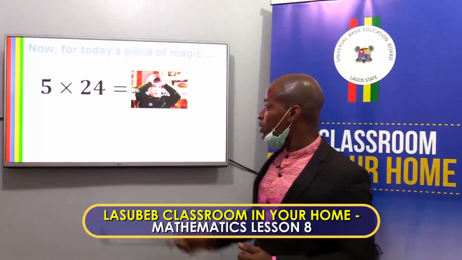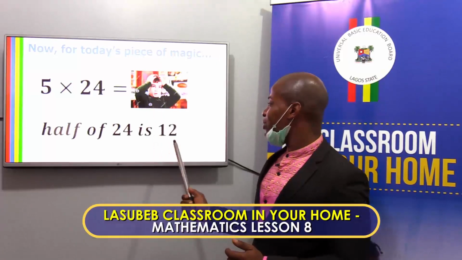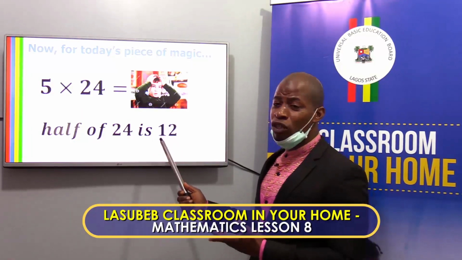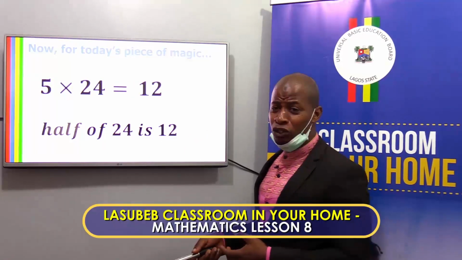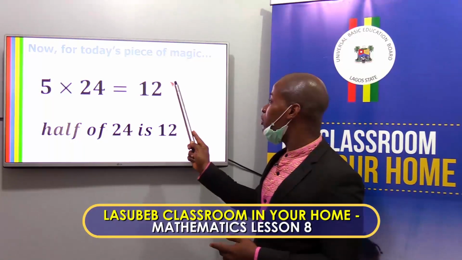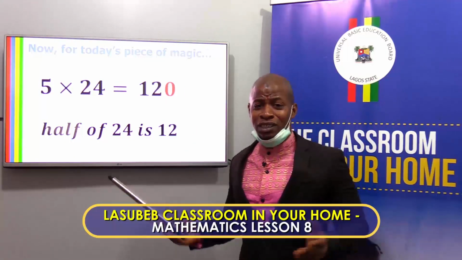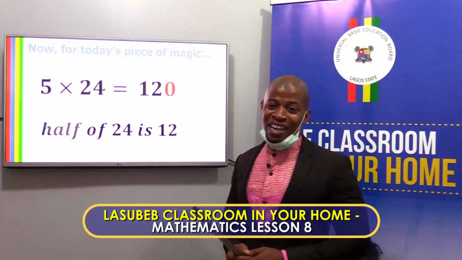Now, how do we go about this? Half of 24 is 12. When you know that half of 24 is 12, just replace this confused expression on your face with 12 and put a 0. And that is just it. It's as simple as that.